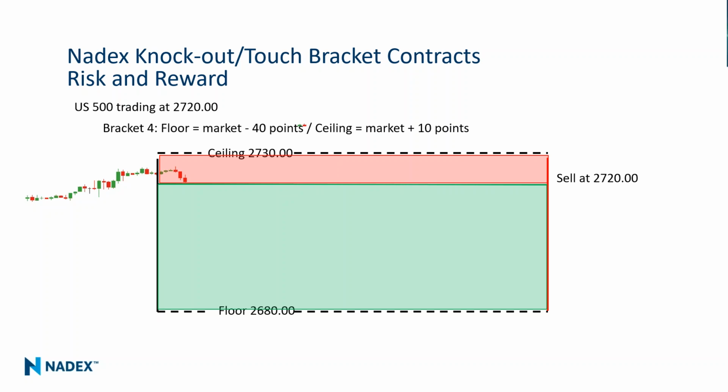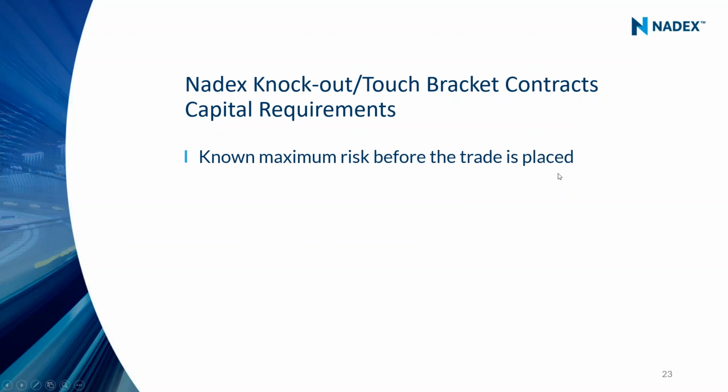Again, one of the things I do want to stress, you don't have to hit these maximum boundaries. In a lot of cases, you may want to just take a smaller loss than the maximum, or you might want to take a smaller gain than the maximum. The capital requirements are very easy, and it's going to show you on your order ticket before this, but one of the great things I know is maximum risk before it happens, before the trade is placed.